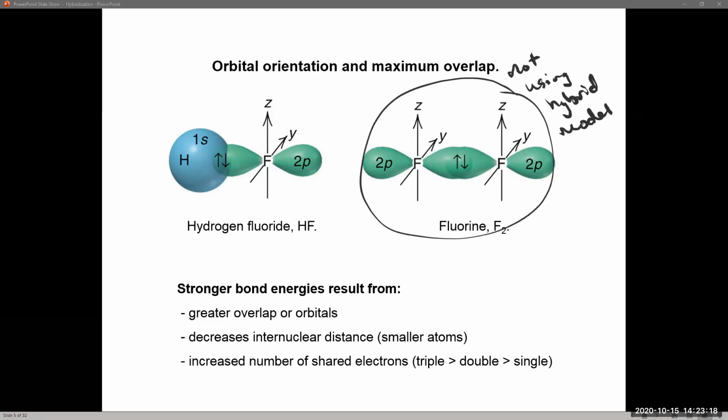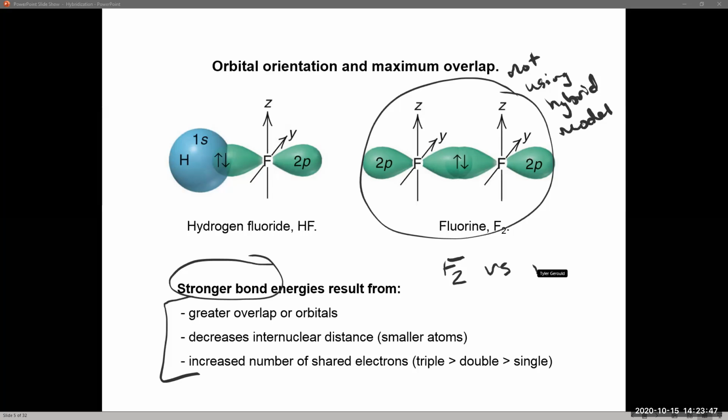But here's a little bit of a list that I made for us. This would be a good thing to write down. When we're comparing bond strengths of different elements and how strong the bonds are, the distance between the atoms is pretty important. So if we have fluorine gas, F2, versus Br2, those are both single bonds. They're both halogens. Which would you assume to have a stronger bond energy?